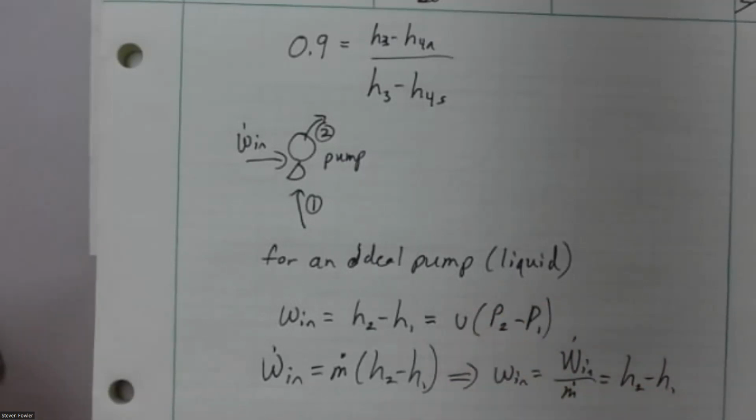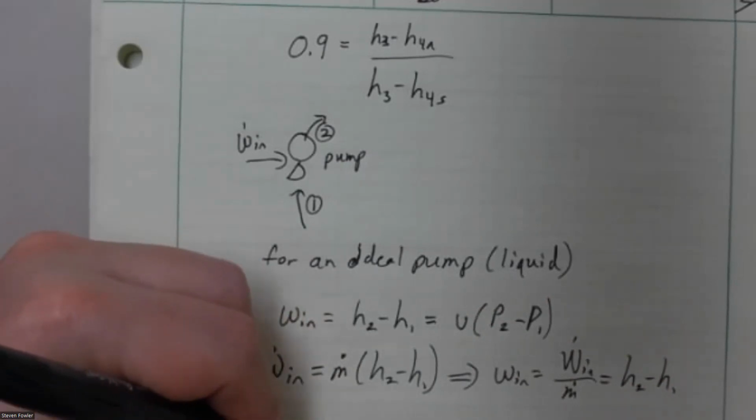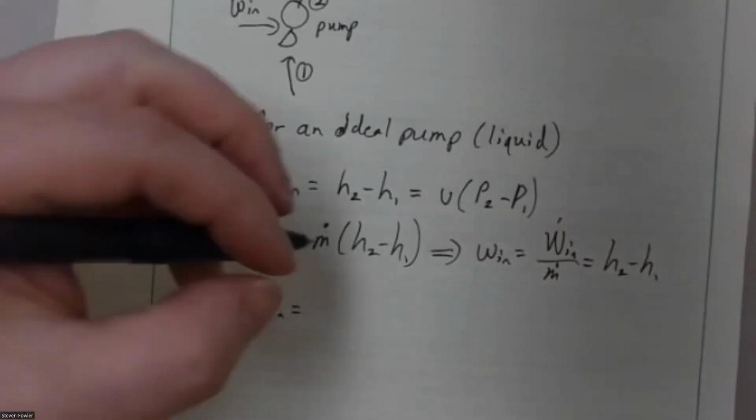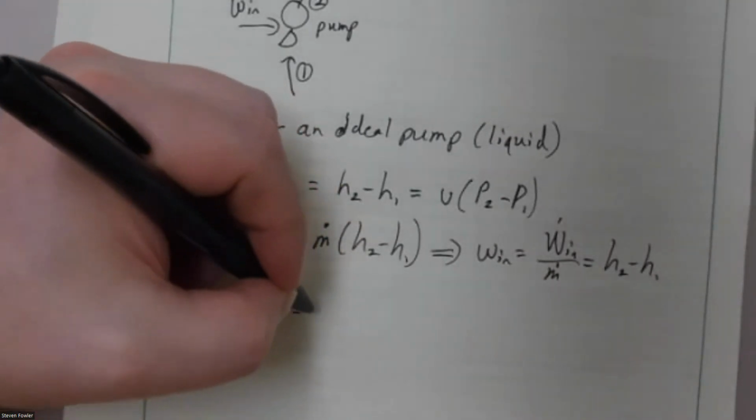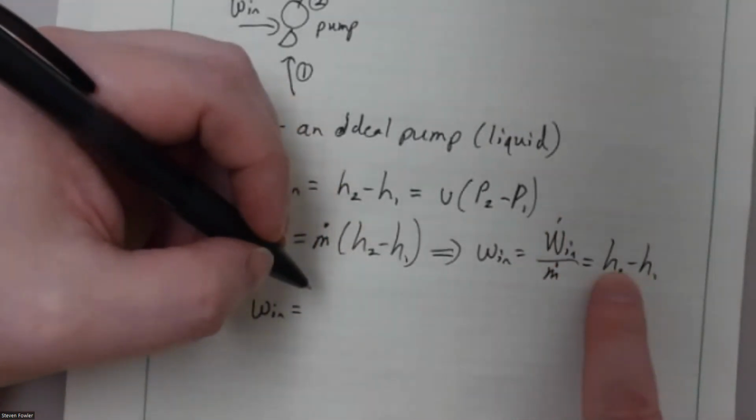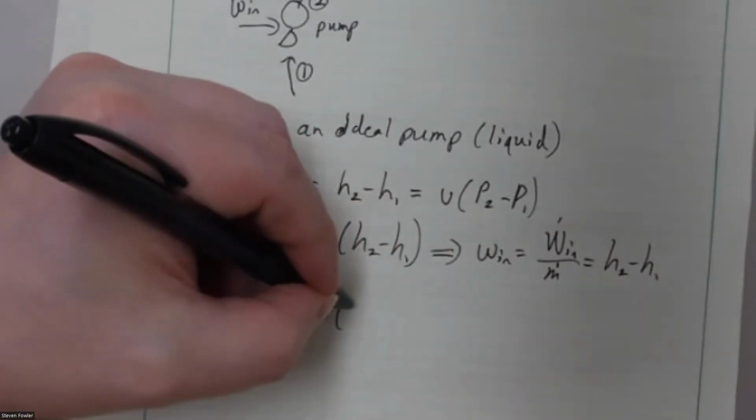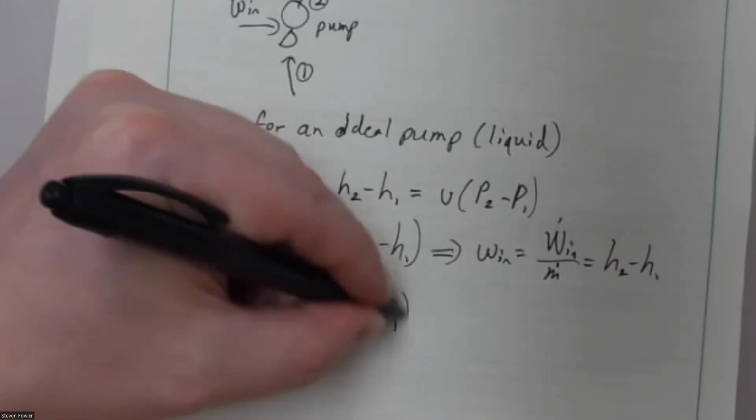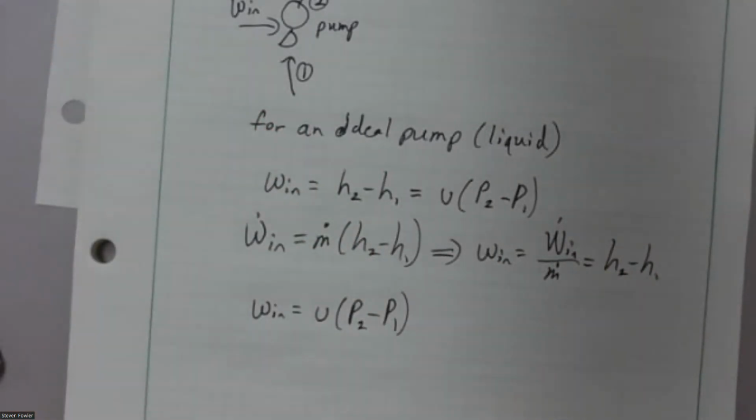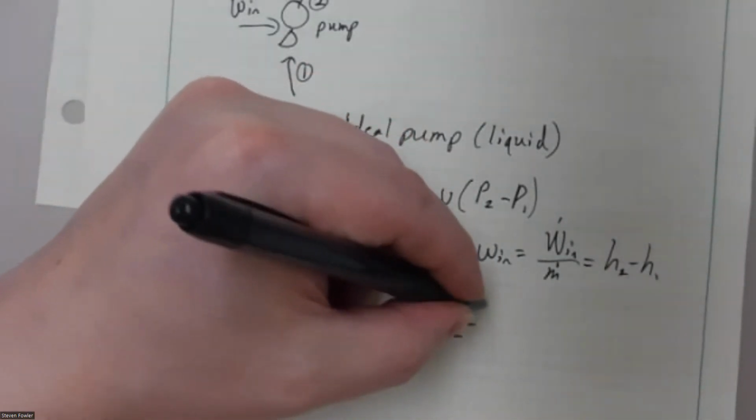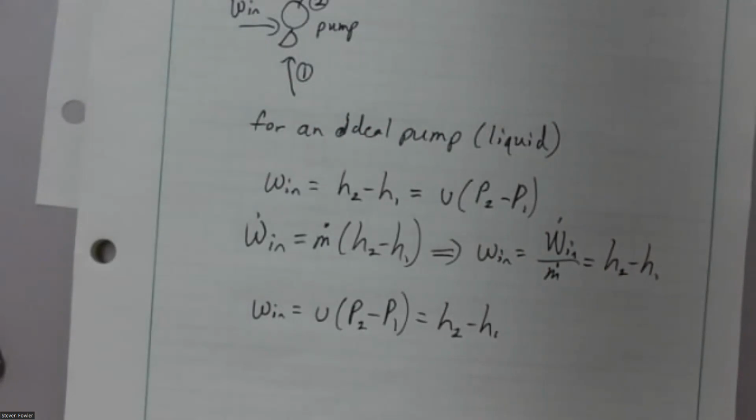I can use this as a relationship. So the work in ends up equaling, because again it's delta H, and for a liquid I can use the specific volume times the change in pressure to get there. Okay. And again, what does this represent? This represents the change in enthalpy. Okay. Now, how does this help us?